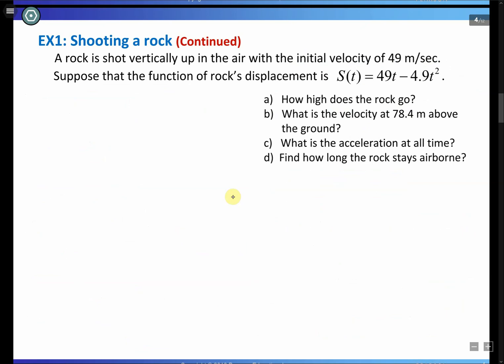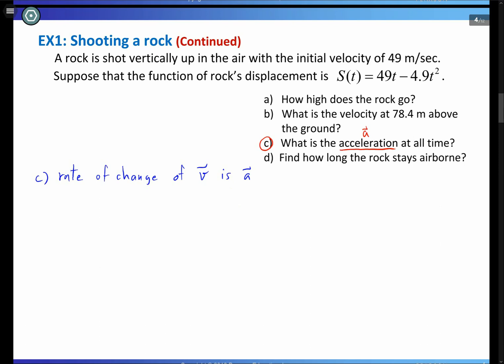So question C, what is it asking for? Let's take a look here. What is the acceleration? They want to know acceleration at all time. So they want to know a. At this point, we know that the rate of change of velocity is the acceleration. So let's make a note right here. Part C, rate of change of v is acceleration. So all we need to do in order to find acceleration is to differentiate the velocity function.